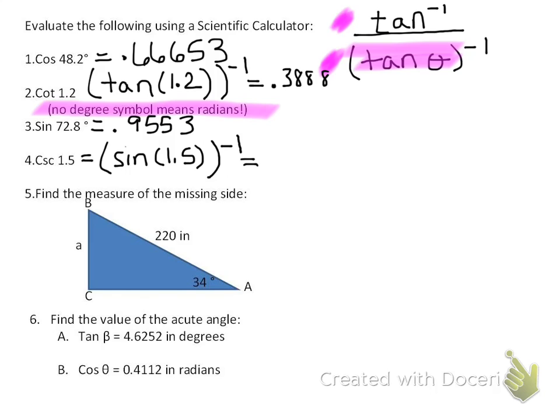And what do we get? 1.003. I took it out to 2.5, but honestly 3 is good. So 1.0025.